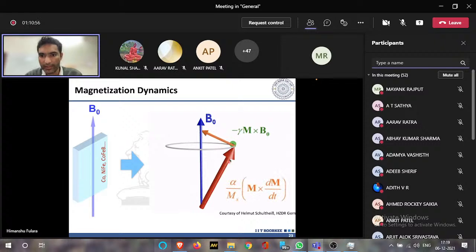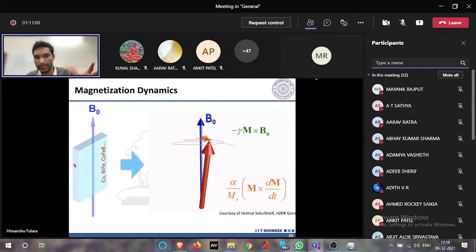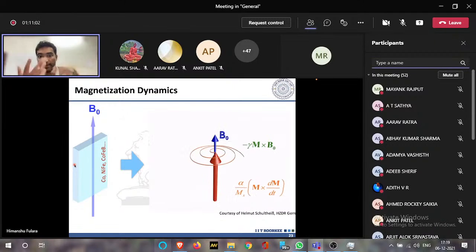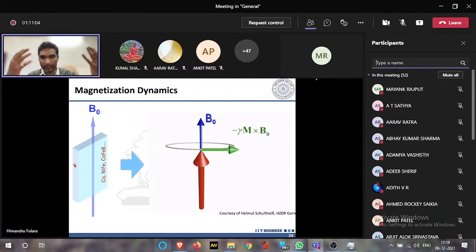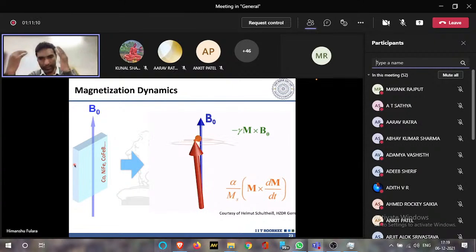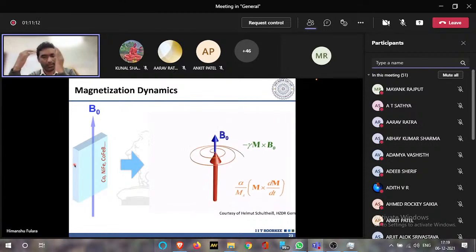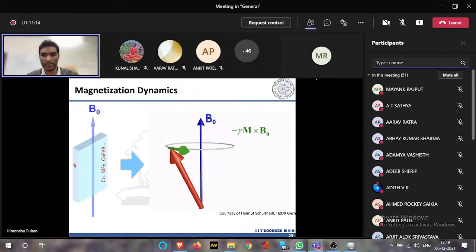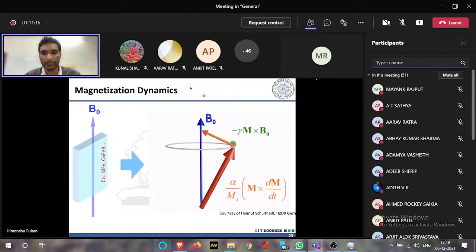And why have I shown a vector here? Because this precession of the individual movements starts collectively. So collectively you will see it as a vector, the magnetization vector. The whole movement basically starts to precess around the magnetic field. You will see a vector precessing around this external magnetic field.